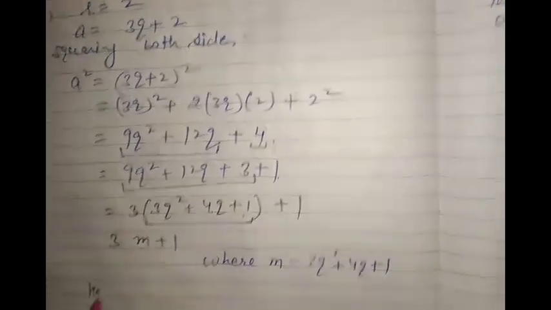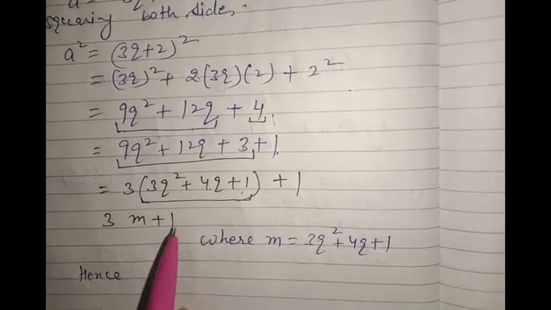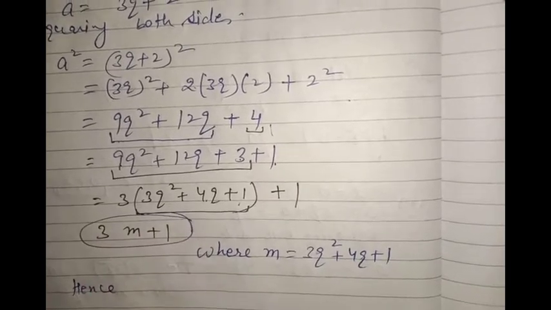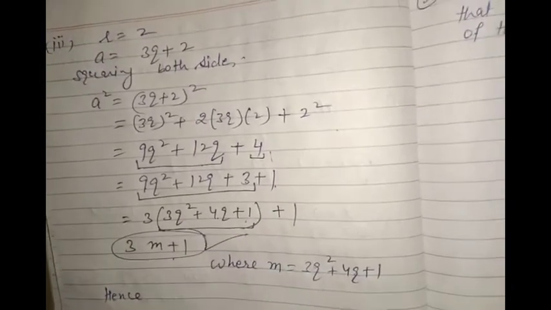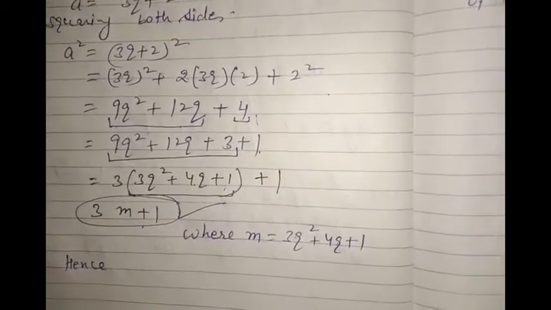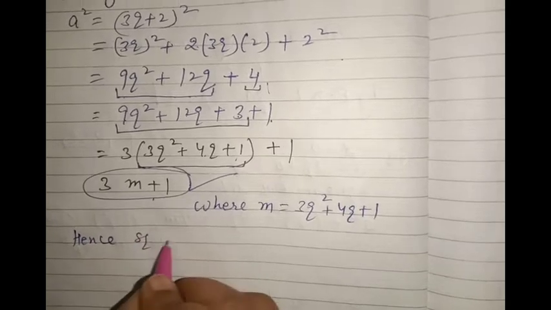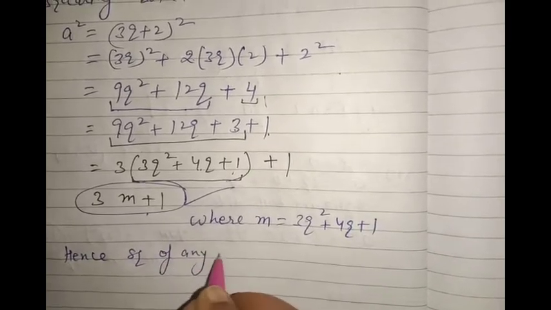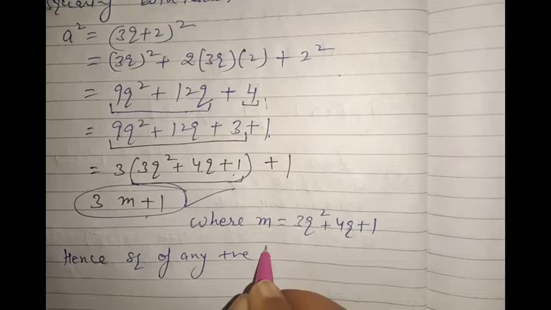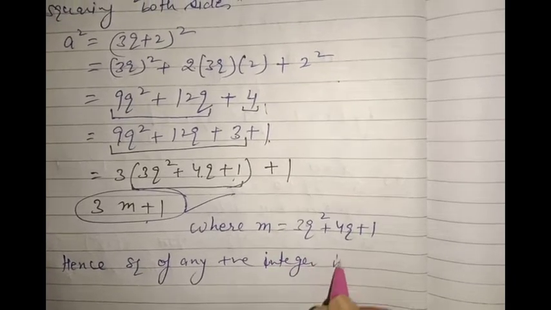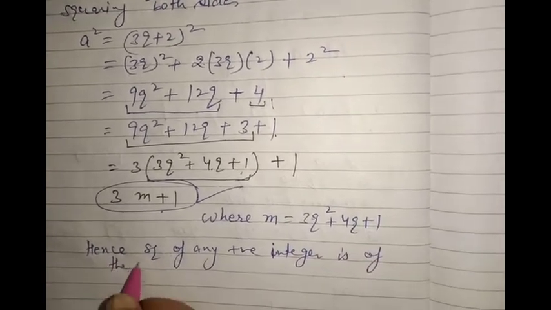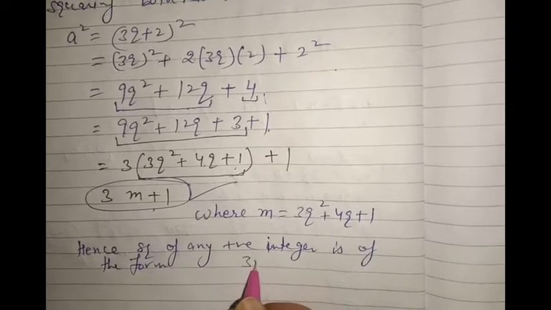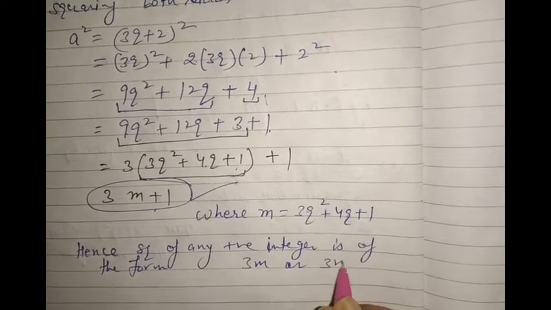So hence you can see that square of any positive integer is of the form 3m or 3m plus 1. In the third case also it is 3m plus 1. Now I am telling you, the last line you will write in exam. Hence square of any positive integer is of the form 3m or 3m plus 1.